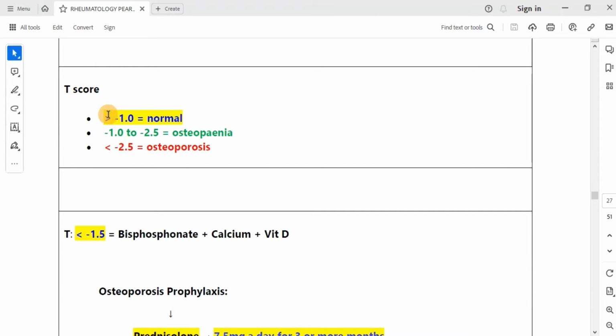T-score: the normal score is greater than -1. From -1 to -2.5 points towards osteopenia, and if osteopenia is suggested, then we should immediately start the treatment with calcium and vitamin D. Less than -2.5 points towards osteoporosis, and we should start the treatment with bisphosphonate, provided that there is no contraindication. And when the T-score is less than -3.5, we can go for denosumab.